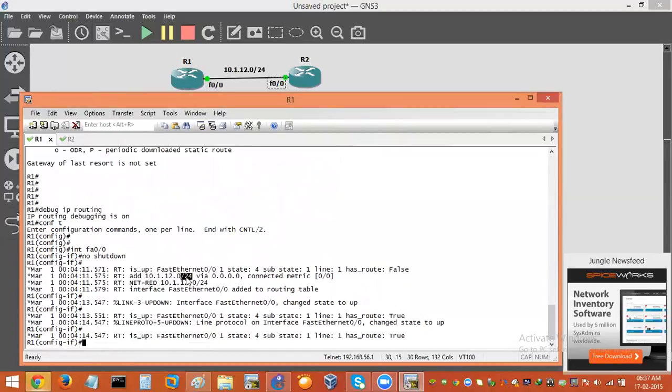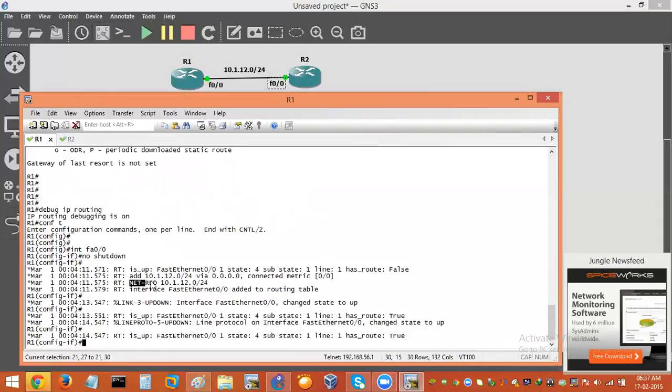10.1.12.0/24, okay, via 0.0.0.0 because it is directly connected. So there should be no next hop IP with the connected metric of AD value of 0 and metric value of 0, because connected always has AD value and metric parameters as 0 and 0, which we will talk about later on, when is AD used, when is metric used.